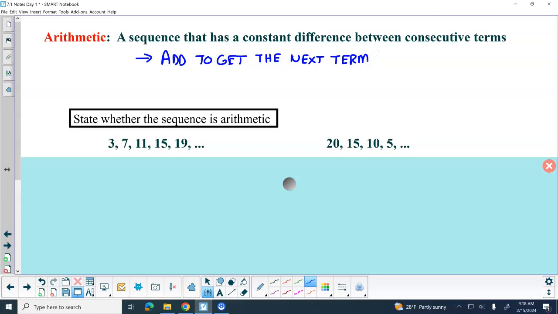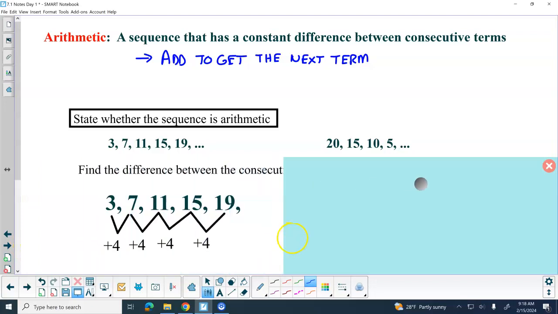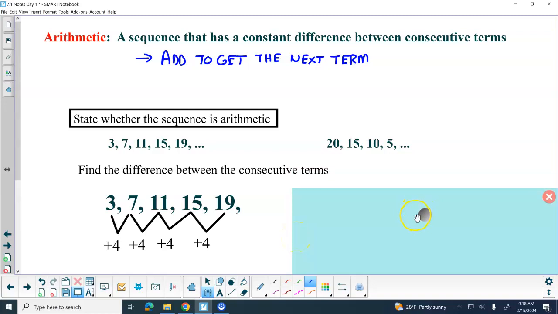3 to 7 is a difference of, or what am I adding to get from 3 to 7? 4. 7 plus 4, 11 plus 4, 15 plus 4, 19. So that one is arithmetic, okay? Because we can find the difference between consecutive terms, and those have to be the same. And those are all plus 4, so yes, it is.